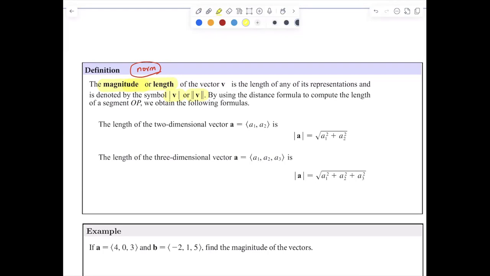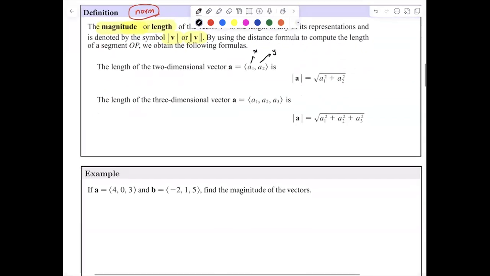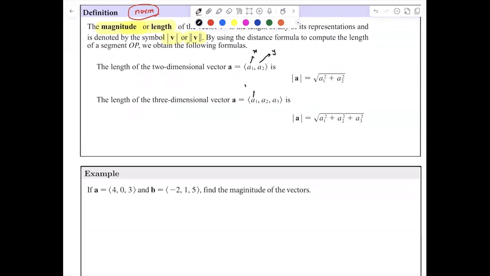We're using a distance formula to compute the length of the line segment, or in this case, your vector. So if your vector has only two components, A1 and A2, which is your X and Y, the magnitude or length is equal to the square root of A1 squared plus A2 squared, or X squared plus Y squared. And in 3 dimensions, you're going to add the Z component as well. So here you have your X, you have your Y, and you have your Z.